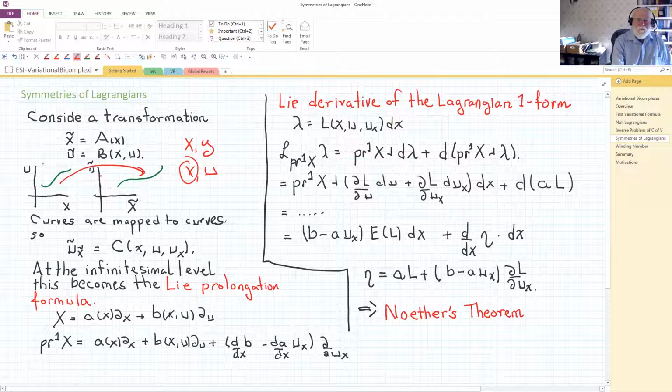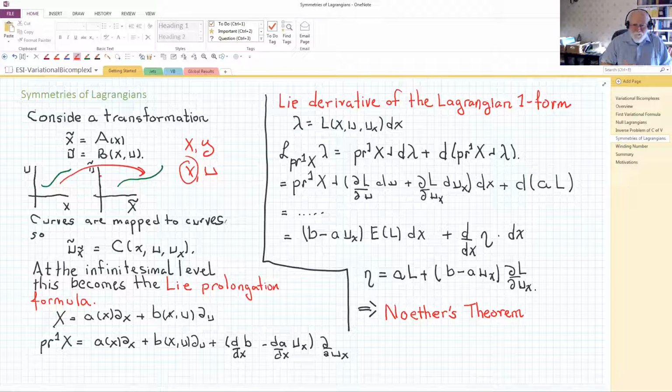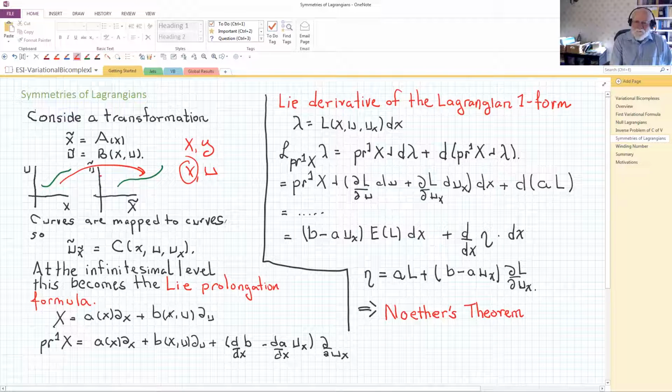So let's consider a transformation, which I've indicated schematically here as a transformation of the independent variable and the dependent variable. It's viewed as what's called a fiber preserving transformation. That's an important point to note, that I'm going to keep everything here as simple as possible. All that I want to say can be generalized to more general classes of transformations and very general vector fields and very general infinitesimal versions.